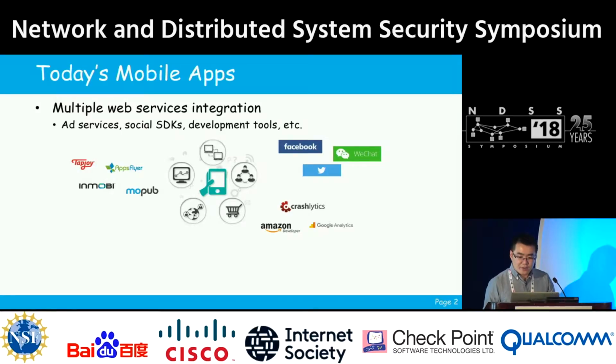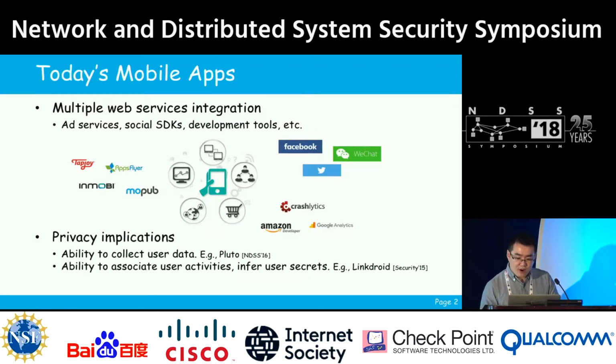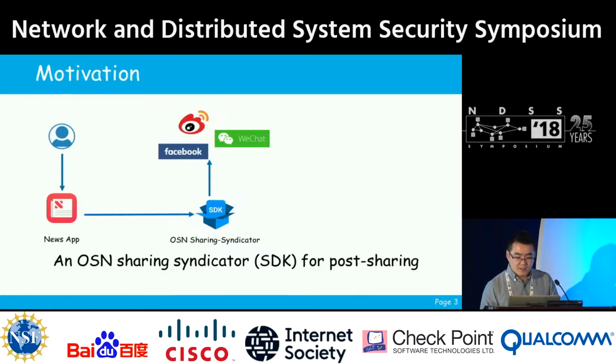Nowadays, mobile apps often integrate many existing web services for enriching their functions. However, such functionality comes with significant privacy implications. As previous studies showed, such integrated services not only have the ability to collect different sensitive data without user consent, but also are capable of associating users' different activities together to infer other secrets.